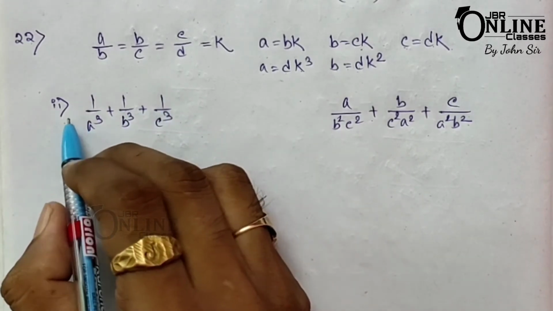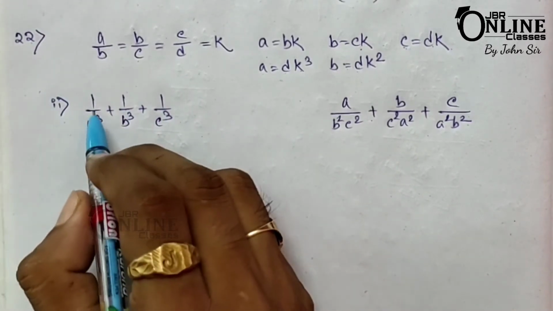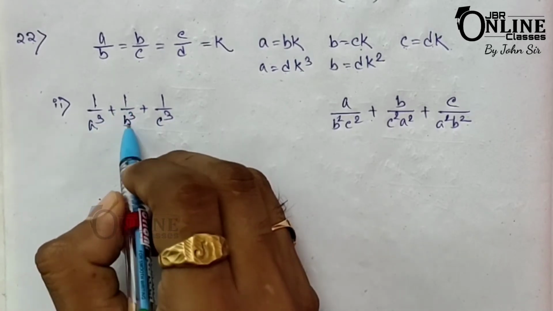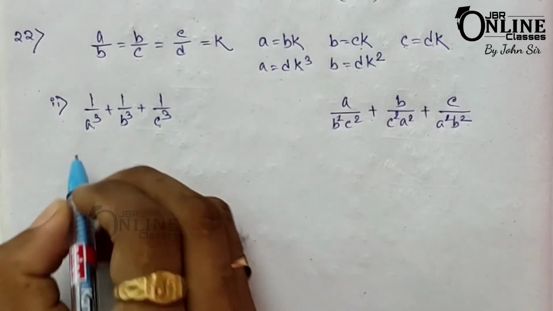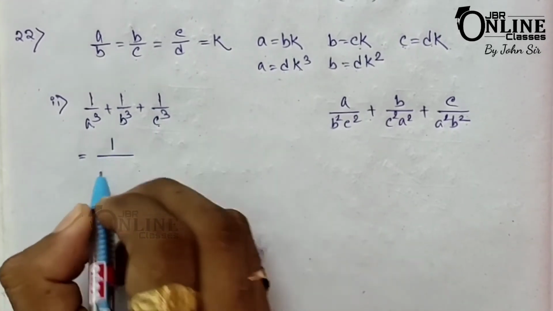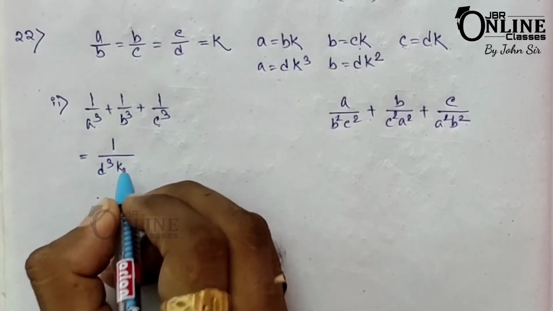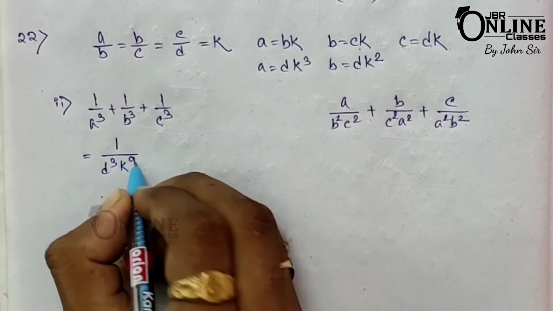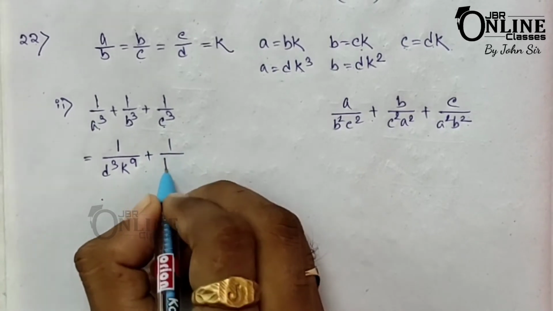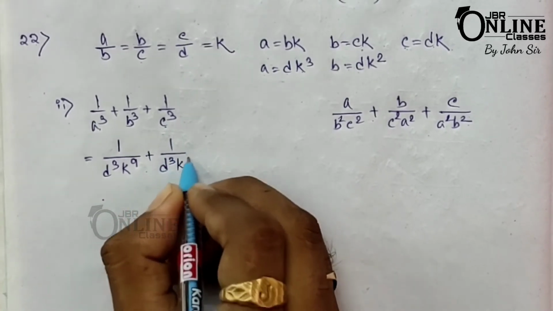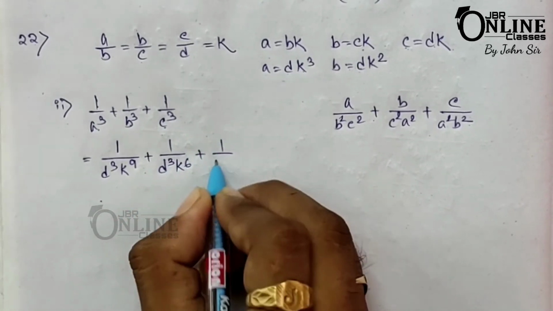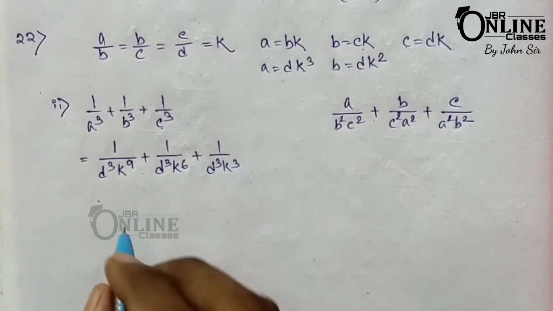So here in sum number 22, 1 by a cube plus 1 by b cube plus 1 by c cube. So just put down the values. So it will be 1 by d cube k to the power 9. The next one 1 by d cube k to the power 6. The last one 1 by d cube k cube.